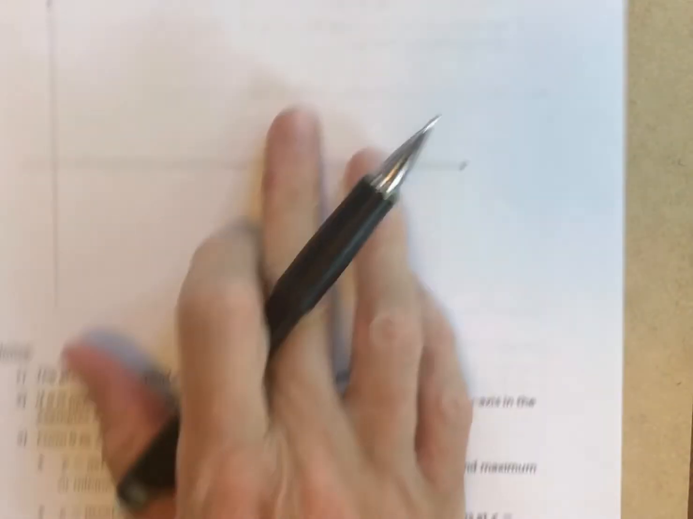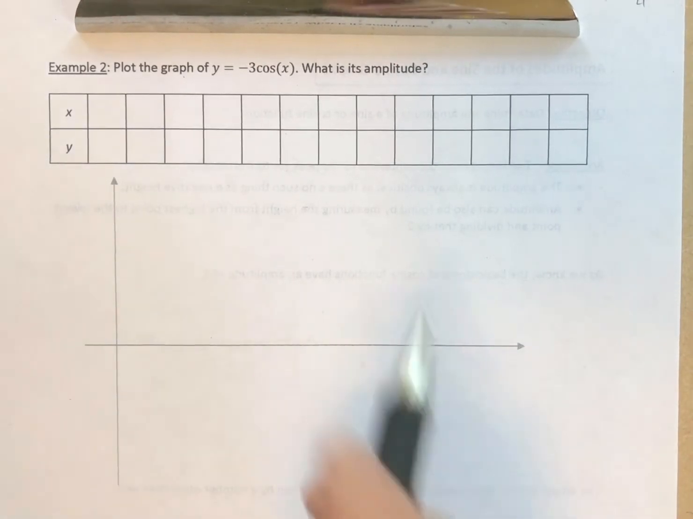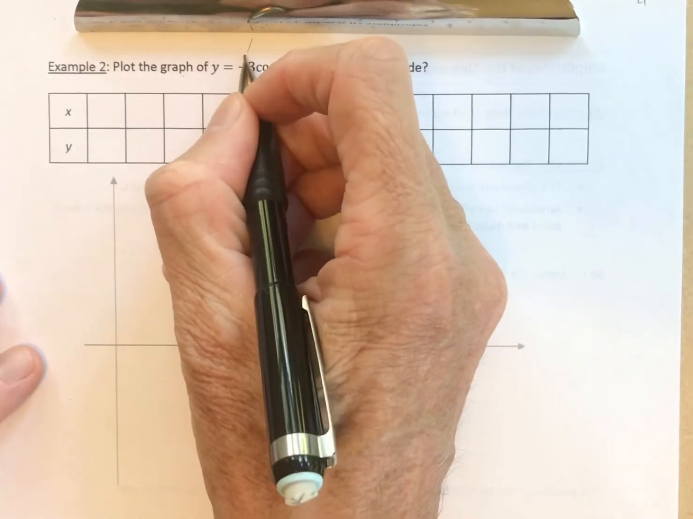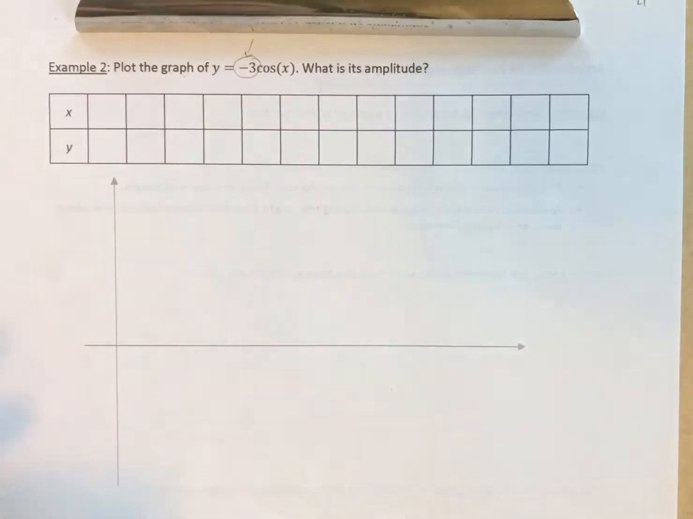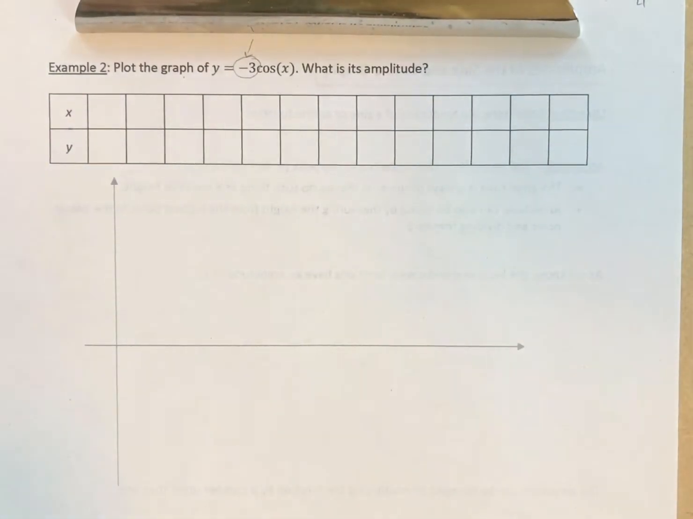Let's do an example with a negative number in front and see what happens with that. All right, get my paper set up here. So I'm going to plot the graph of y equals -3 times the cosine of x. So we want to notice in front here we have a negative number. Now remember, amplitude is the height. We talked about the fact that height is always positive, and that when we're thinking about things that are always positive in mathematics, the absolute value is going to come into play. Because the absolute value makes things be always positive no matter what you're doing.